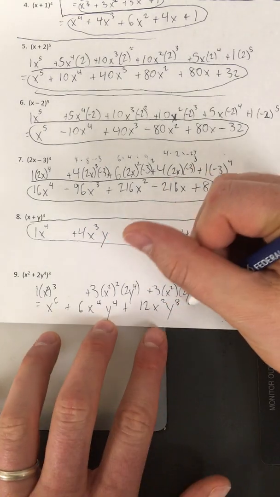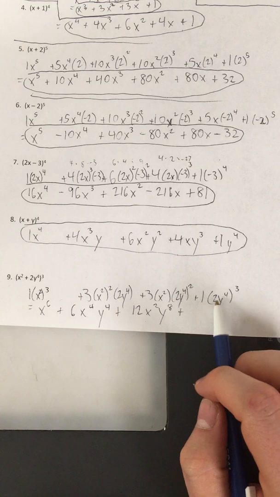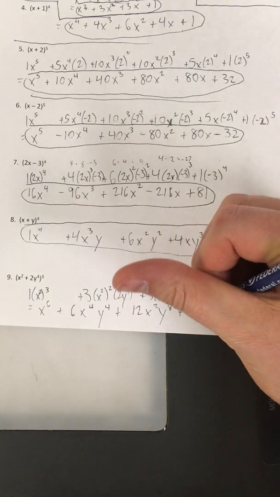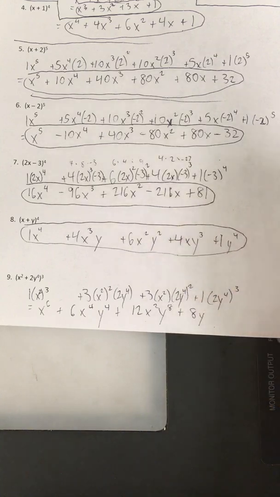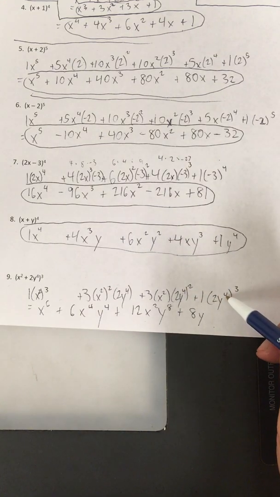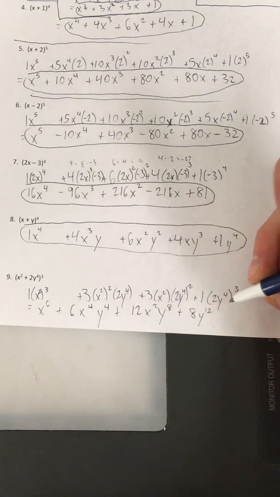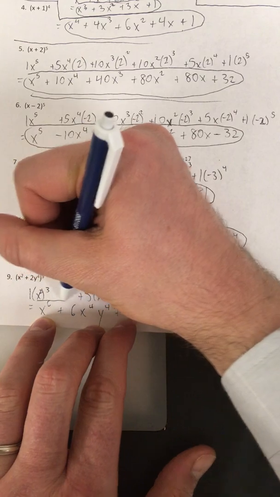And then the last term plus, I've got a 1 times 2 to the 3rd. What's 2 to the 3rd? That's 8. Plus 8 y to the, not to the 3rd power, not to the 4th power, going to be what? Going to be to the 12th power. 4 times 3. Power to power, you multiply those. So there it is.